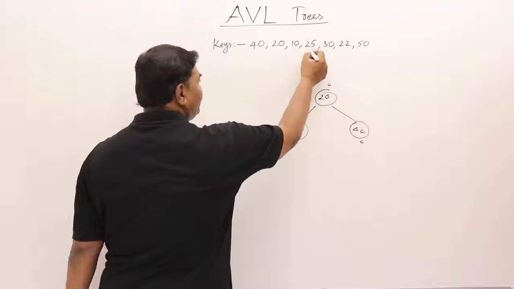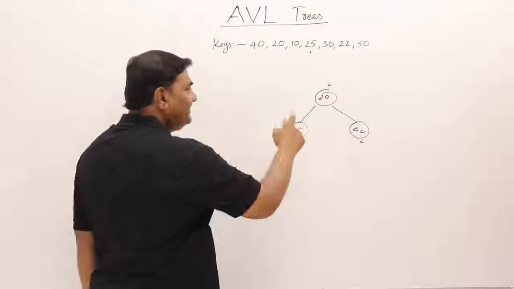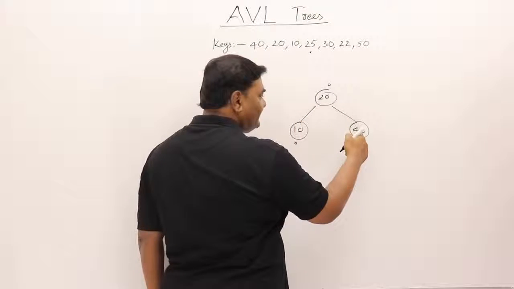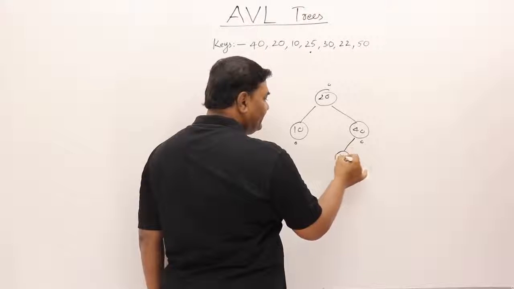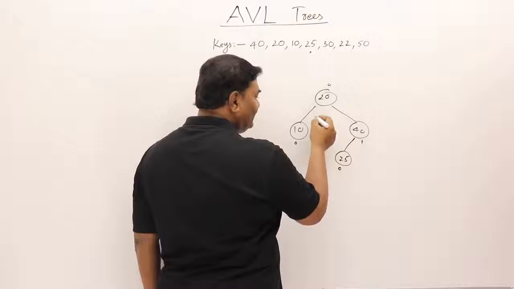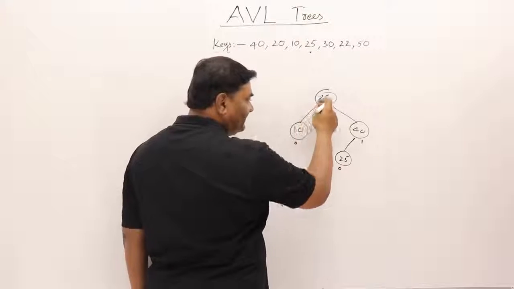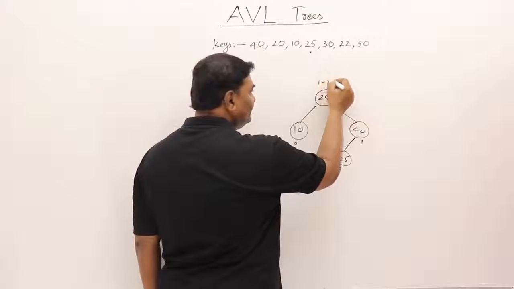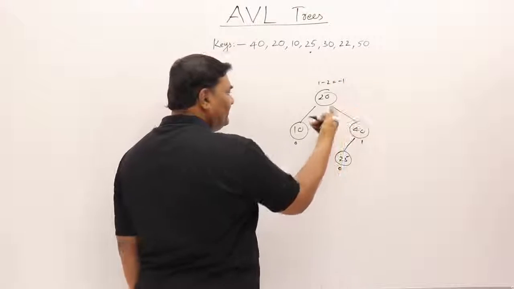Now insert next, 25. 25 is greater than 20 but less than 40. So it will come this side. Let us update balance factors. 0, this is 1 and this is 1 and 2. So 1 minus 2, it is minus 1. Perfect.